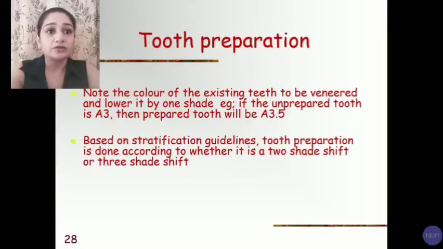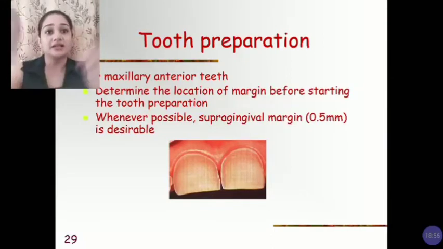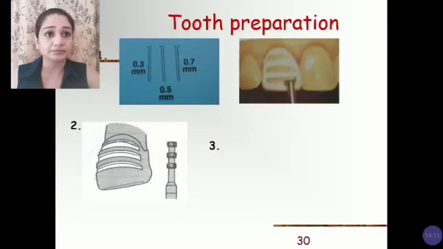Then the prepared tooth will be A3.5. Based on stratification guidelines, tooth preparation is done according to whether it is a 2-shade shift or 3-shade shift. Then coming to tooth preparation for maxillary anterior teeth. Determine the location of the margin before starting the tooth preparation. Whenever possible, a supragingival margin, that is 0.5 mm above the gingiva, is desirable.